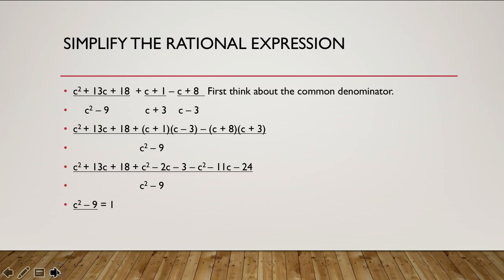Then you need to simplify, and when you do, it gets down to c squared minus 9 over c squared minus 9, which is 1.